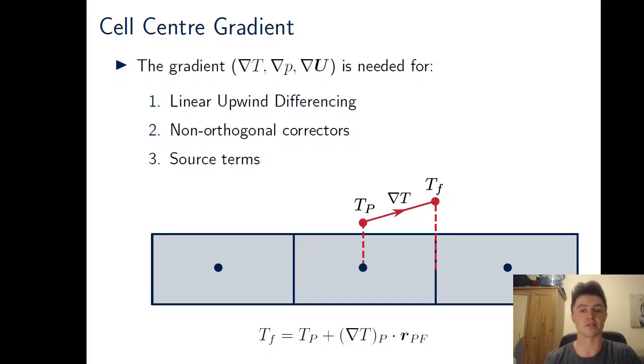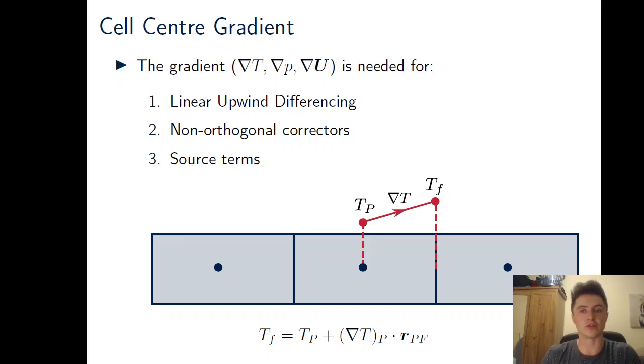We also need the gradient for the non-orthogonal correctors that we need. That's for any mesh that isn't perfect squares that are aligned with the flow direction. We need non-orthogonal correctors, and again I've also done a video on non-orthogonal correctors, so you can go back and have a look at that if you'd like a reminder. And finally, some source terms will also need the gradient in order to evaluate them. And just given for you there in the diagram a quick example of linear upwind differencing and why we might need the gradient.